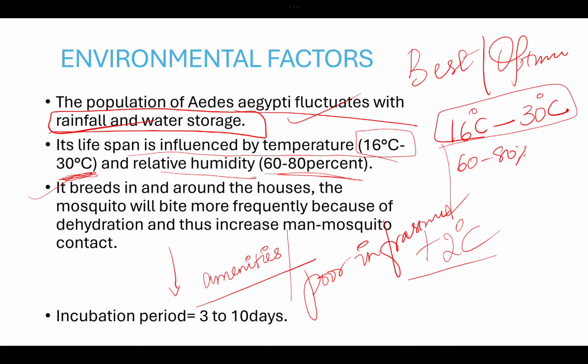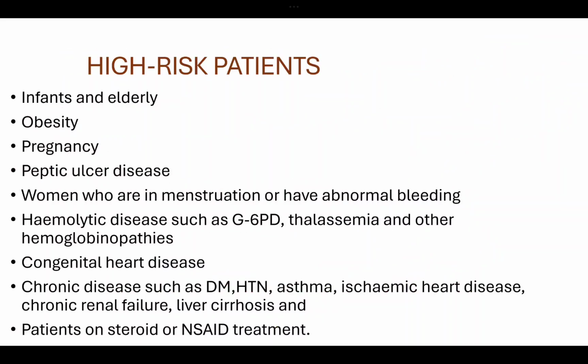And you can see the incubation period is 3 days to 10 days. Now we will move further to the high risk patients. The high risk patients are the infants and elderly. So what happens in the infants and elderly? There is a weak immune system. In infants and elderly, there will be a weak immune system.